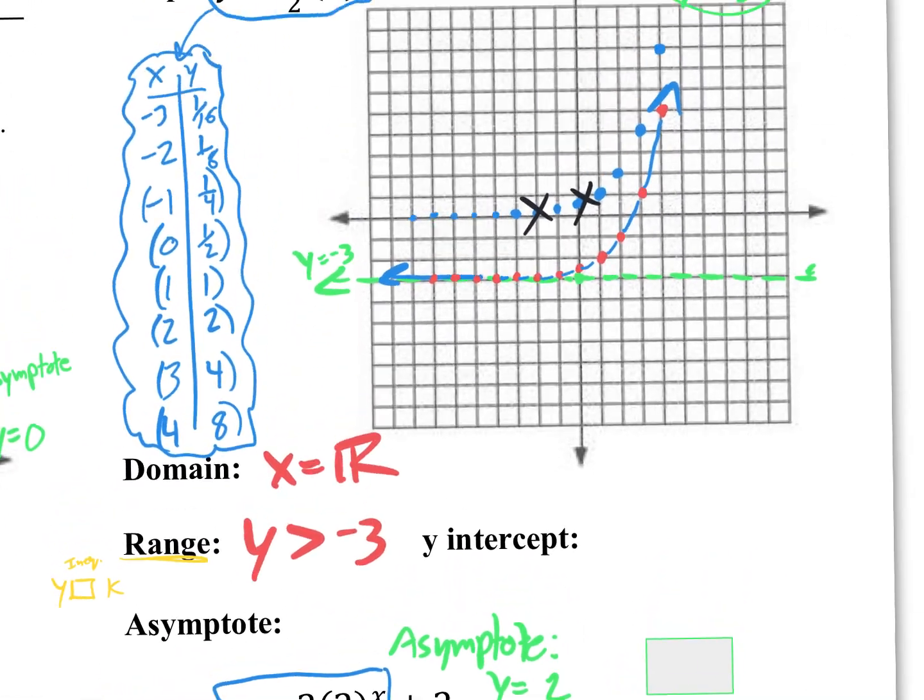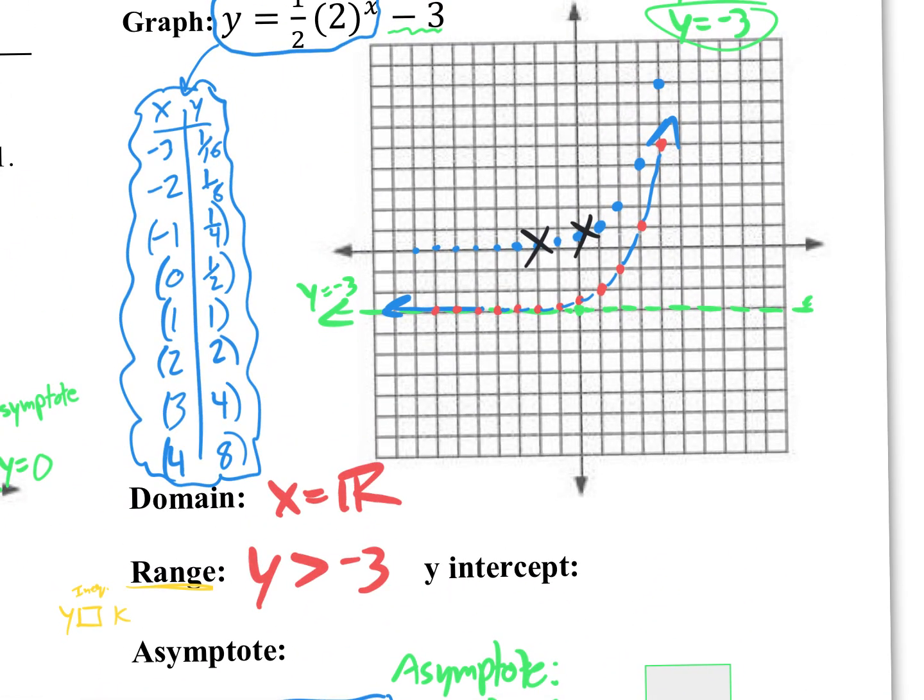What about the y-intercept? Well, how do you find the y-intercept? You set x equal to 0 and solve. So it's going to be the coordinate 0, comma, and you could see visually right here, where does it cross the y-axis? At the location 0, comma, -2.5. So 0, -2.5. That's the y-intercept.